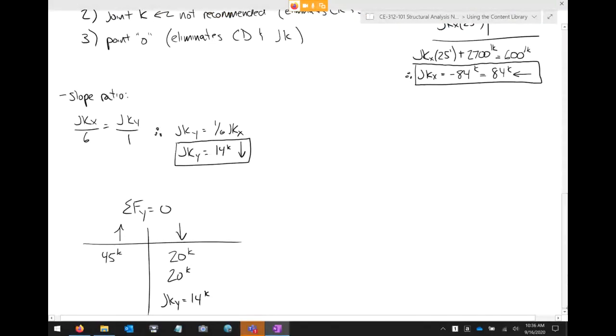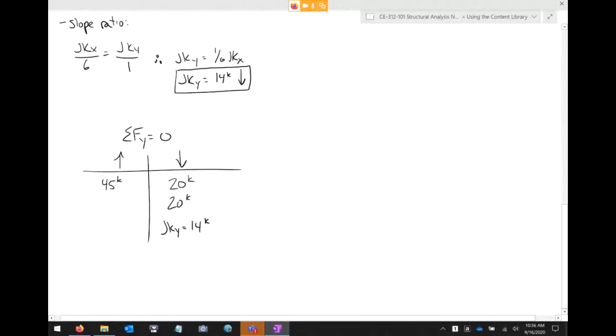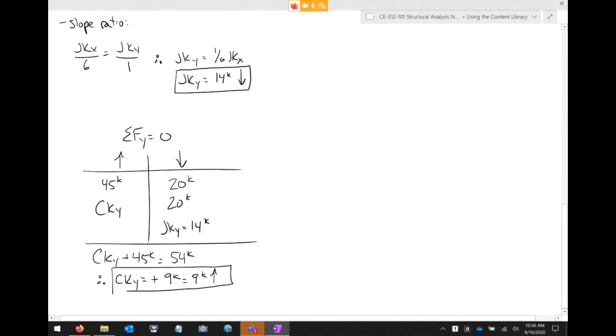So CKY was going upwards. Okay, so I have CKY plus 45 kips is what? 20 and 20 is 40. 40 and 14 is 54. So CKY is positive. 54 minus 45, that's 9. So 9 kips, and that's going upwards because I said it was going upwards, and it's a positive answer.